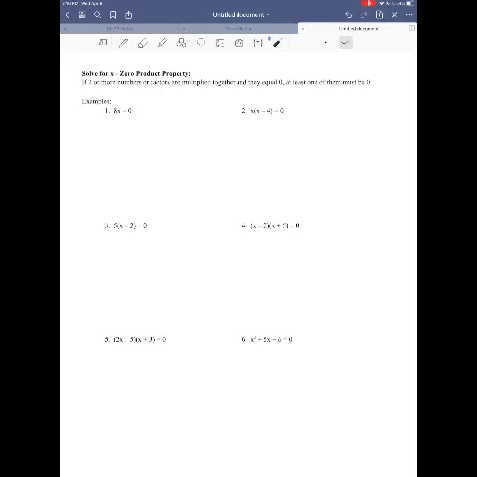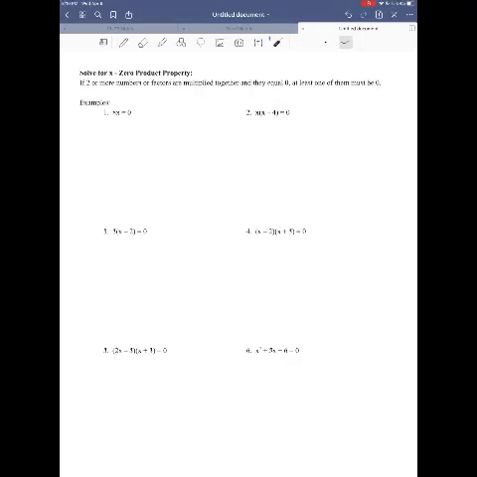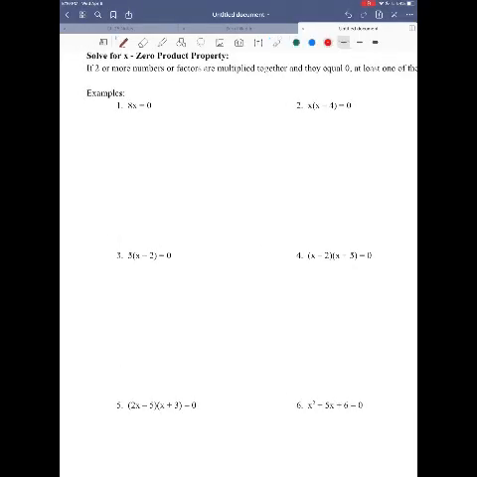All right, let's take a look at the zero product property. First, let's read the sentence at the top. It says, if two or more numbers or factors are multiplied together and they equal 0, at least one of them must be 0. So if we look at example 1, you'll notice that it says 8 times x equals 0.